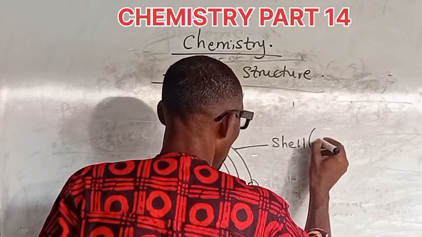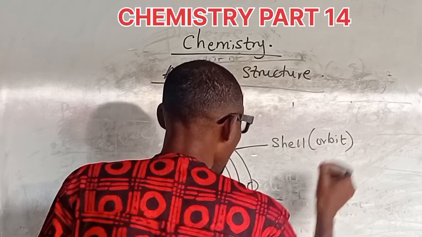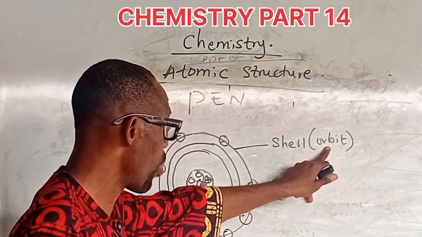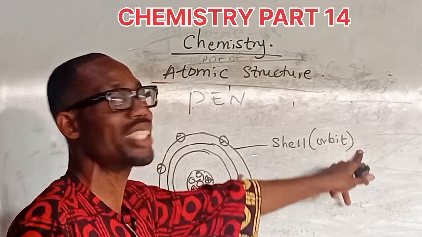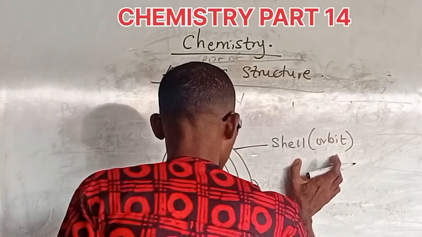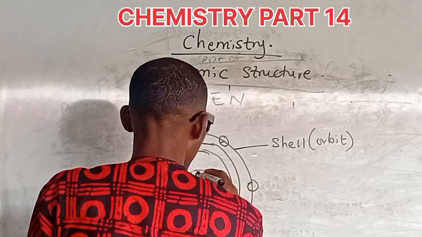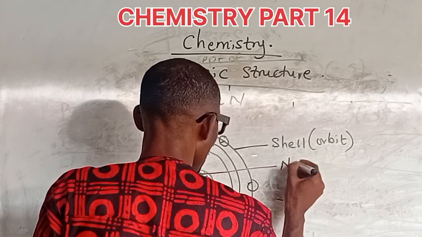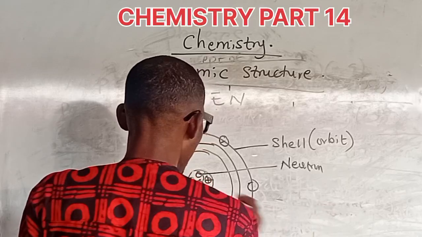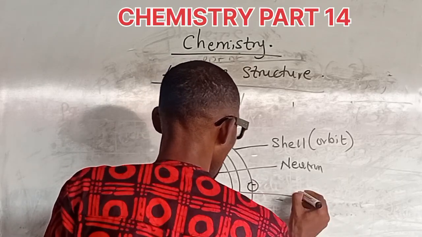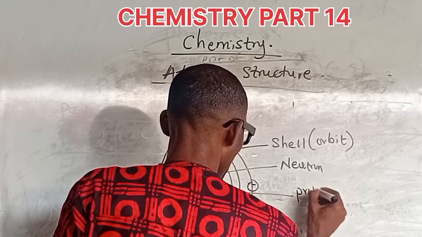We call it shell or orbit. Take note, there's a reason why I have to use the word orbit. When we get to the next topic, you will know the difference between orbit and orbital. They are different. So this is shell or orbit, and then we have the neutron, with no charge. And this one with the positive charge is called what? Proton.